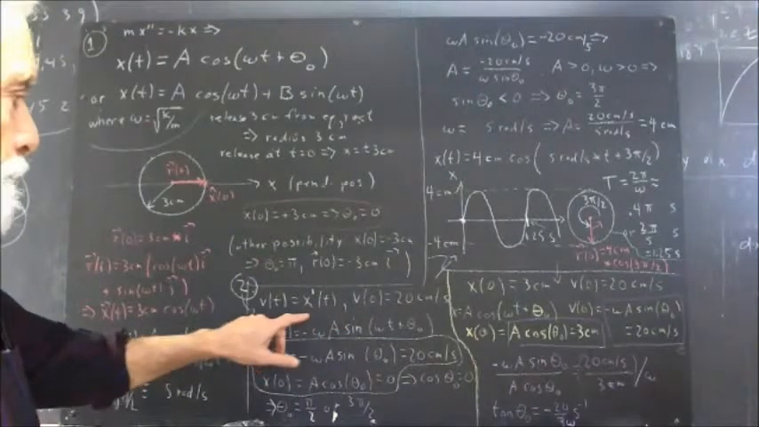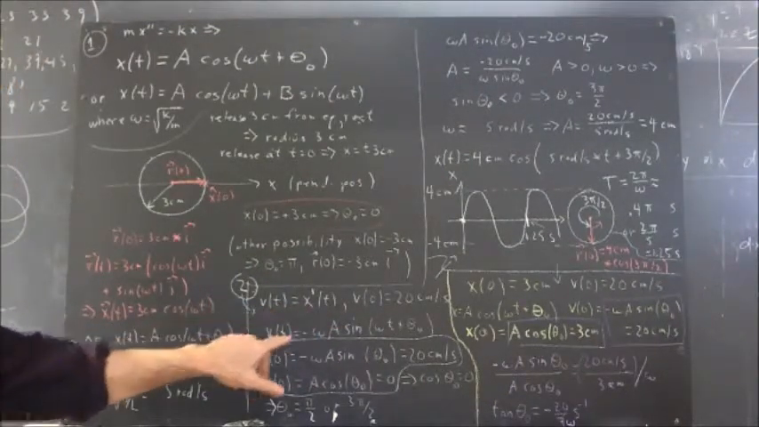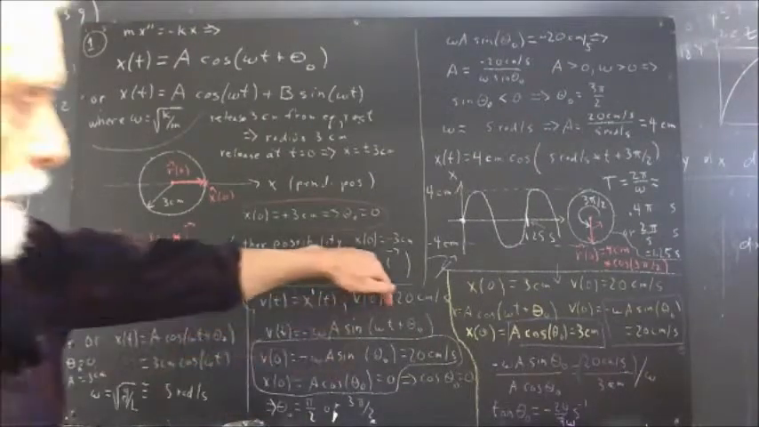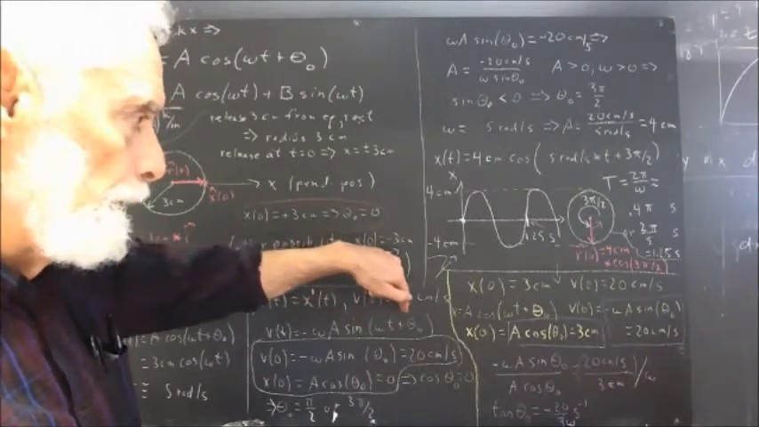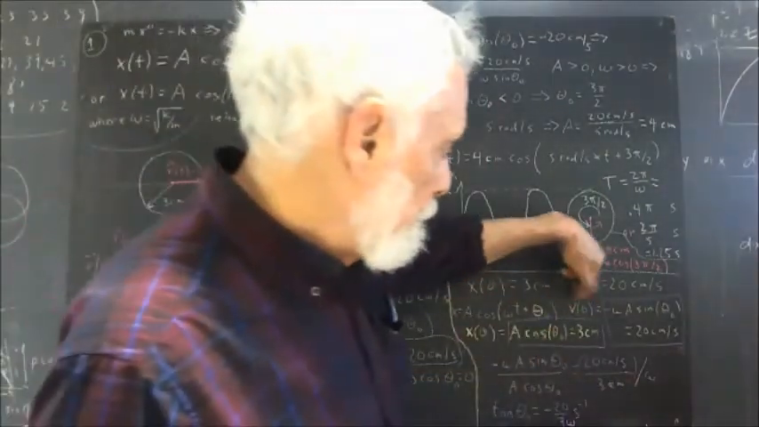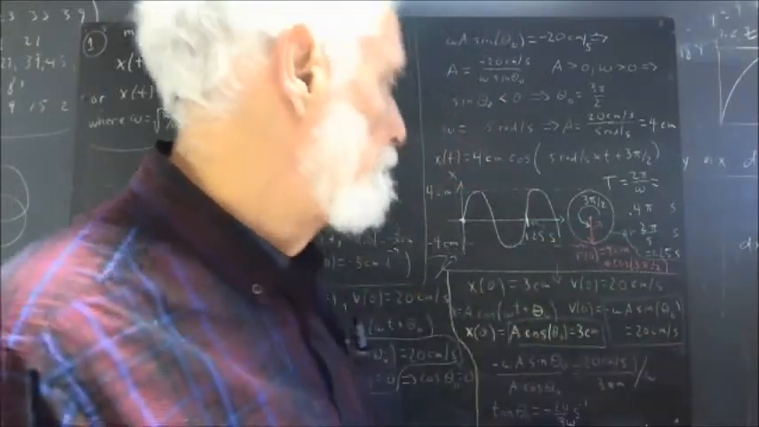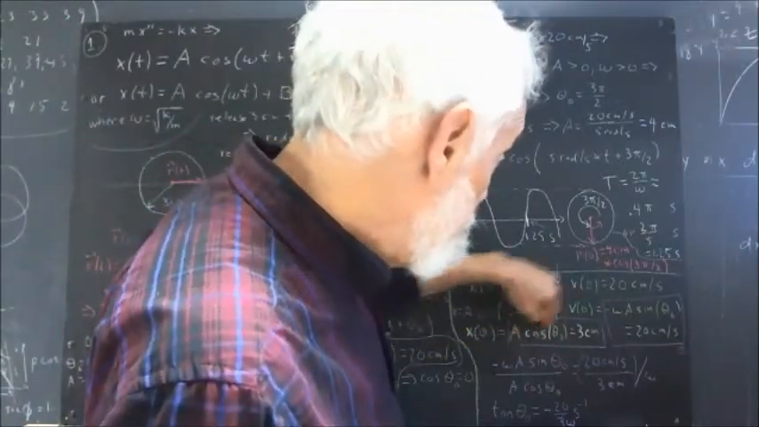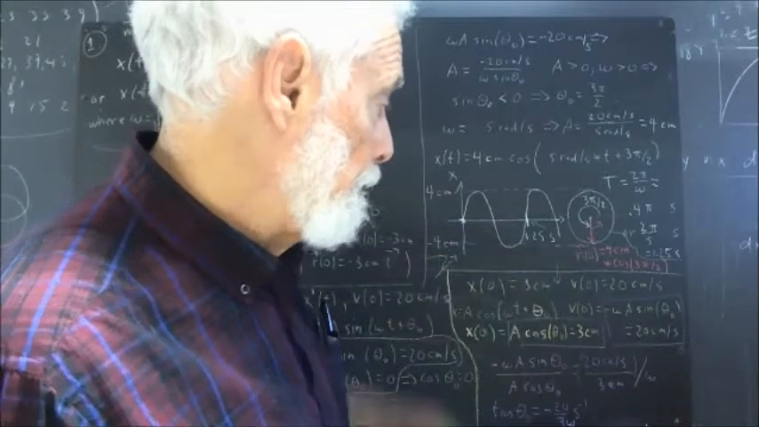Remember that v is obtained by taking the derivative of the x function, the derivative with respect to t, and we get negative omega a sine omega t plus theta naught. If we plug in t equals 0, we just have negative omega a sine of theta naught. And so v of 0 is negative omega a sine of theta naught, and that has to equal 20 centimeters per second. So now we have two simultaneous equations with the unknowns a and theta naught.